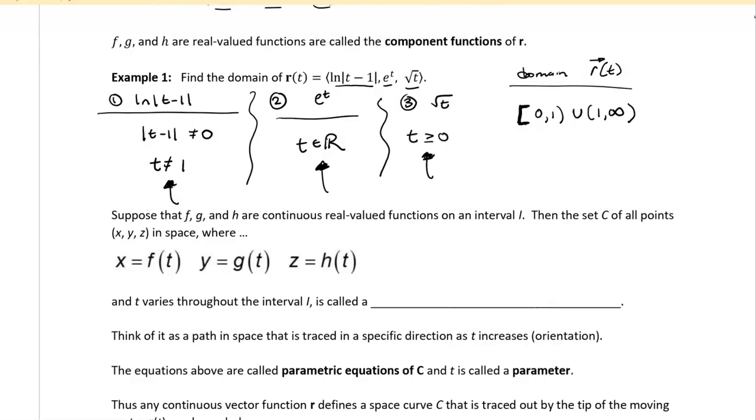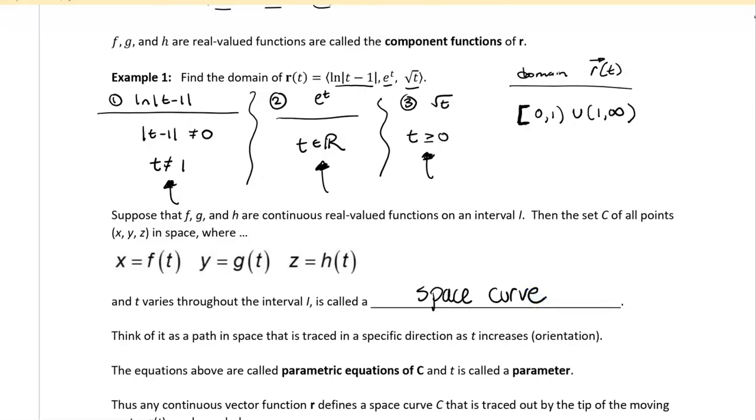So let's suppose that f, g, and h are continuous real-valued functions on some interval I. Then the set C of all points x, y, z in space where x equals f of t, y equals g of t, and z equals h of t, and t varies throughout the interval I, is called a space curve.